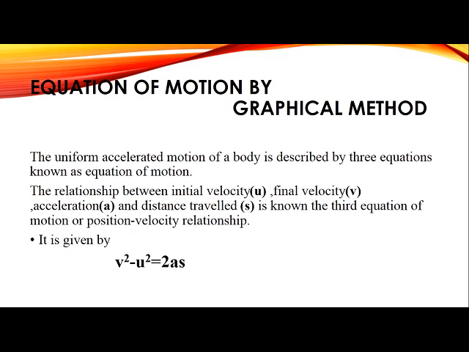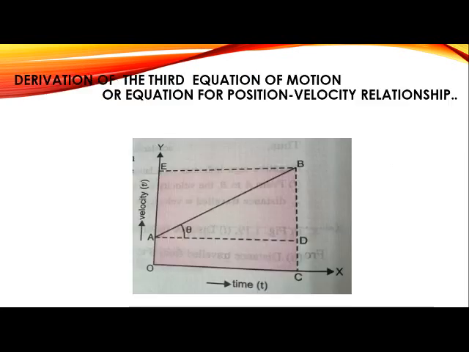Now children, today we are going to study the relationship between the initial velocity, final velocity, acceleration and the distance. This equation is also known as the position velocity relationship. It is given by v square minus u square is equal to 2as. So let us understand how to derive this equation.